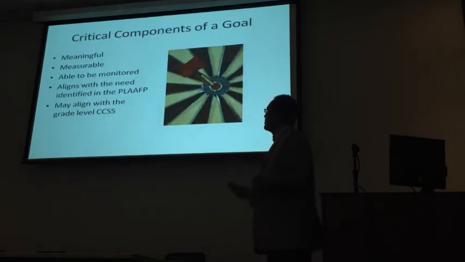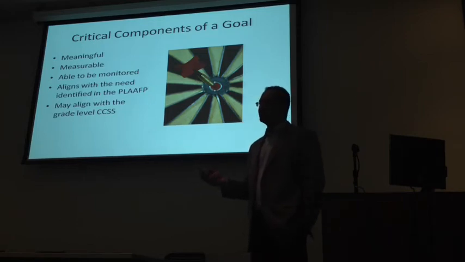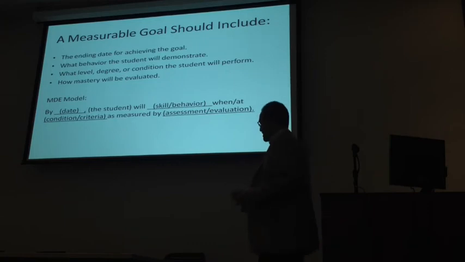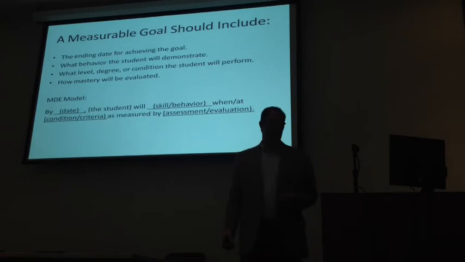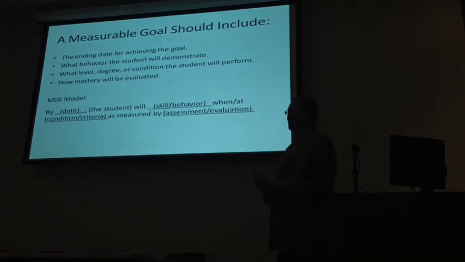Again, critical components of a goal: meaningful, measurable, able to be monitored, aligns with the PLAF, and it may align with the grade level content standards depending on where the student is functioning. This is what a measurable goal looks like, and this is actually a model that the Michigan Department of Education provided for educators. And basically it follows that same mold that I just told you: by this date, the student will do this skill when under this condition as measured by this. And that's what all the goals should be looking like now.